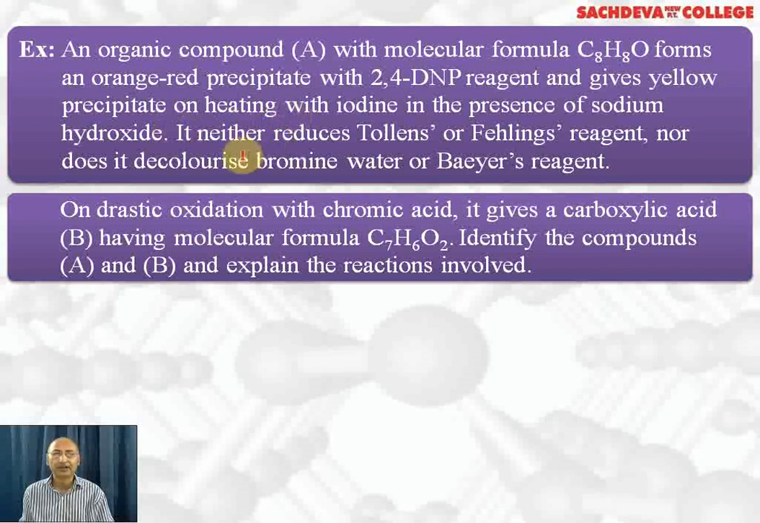COCH3 group is present. It neither reduces Tollens reagent nor Fehling solution, nor does it decolorize bromine water. It means it does not contain an aldehyde group and it does not have unsaturation, that is a double bond, because it's not reacting with bromine water or Baeyer's reagent. On drastic condition with chromic acid, it gives a carboxylic acid with molecular formula C7H6O2. So this is the formula of benzoic acid. So it must contain a benzene ring and it is a ketone because ketones are oxidized under drastic conditions. Identify the compounds A and B and explain the reactions involved.